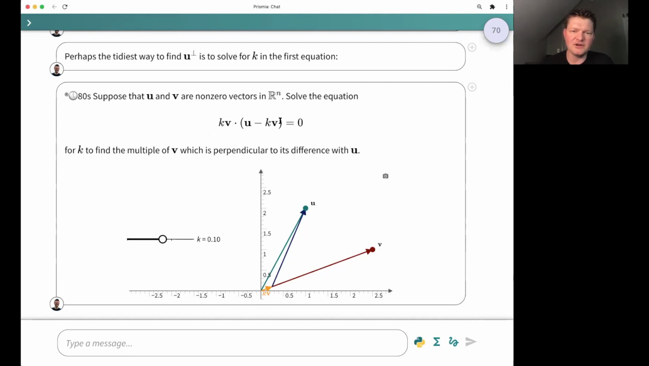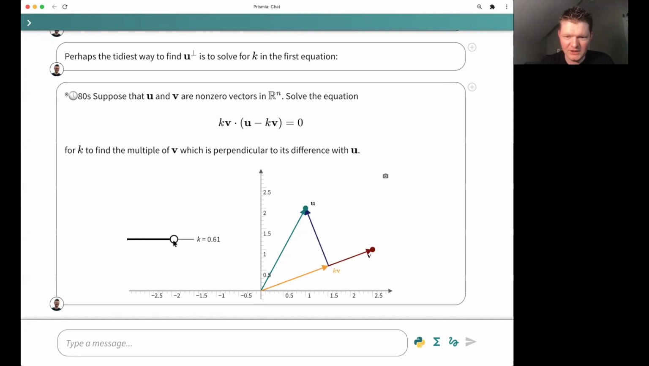So in other words, we want to solve this equation. KV dotted with U minus KV, that's this blue vector, is equal to 0. So what do you get when you solve that equation? So I can see that I asked this one in an insufficiently clear way, because what people are doing is using the mathlet to solve it for this particular problem, which, to be fair, I often ask questions in that format.